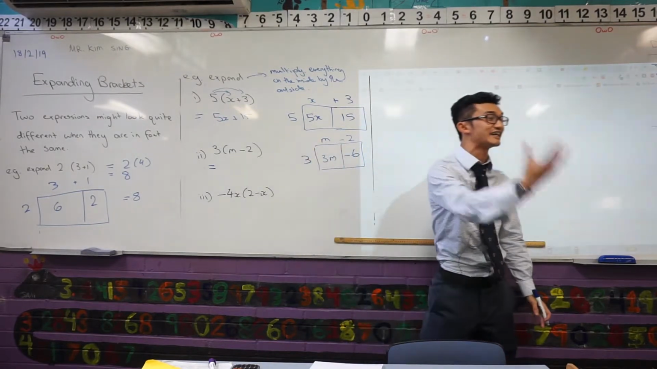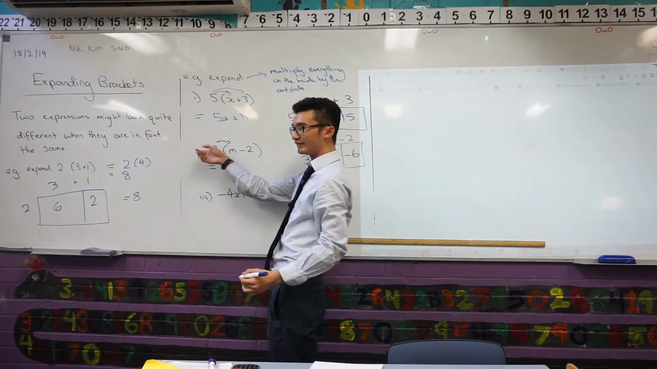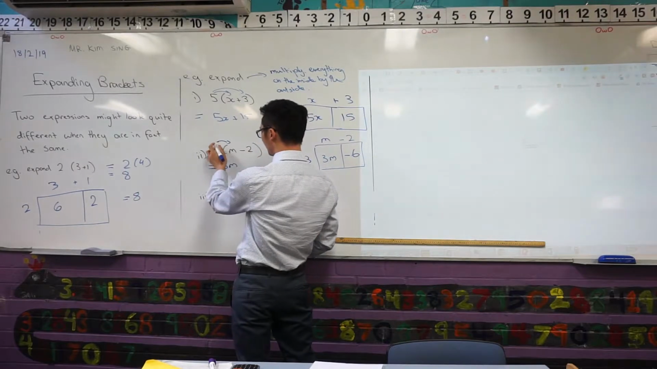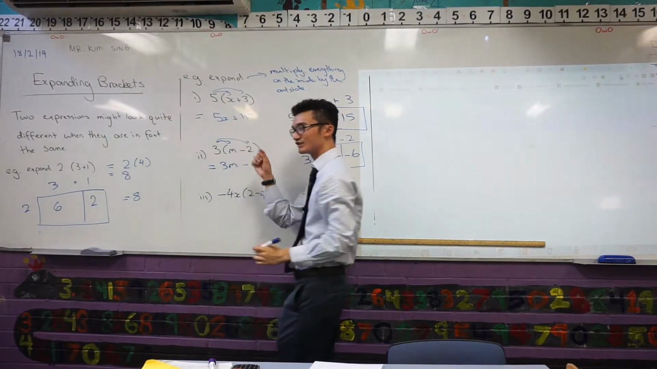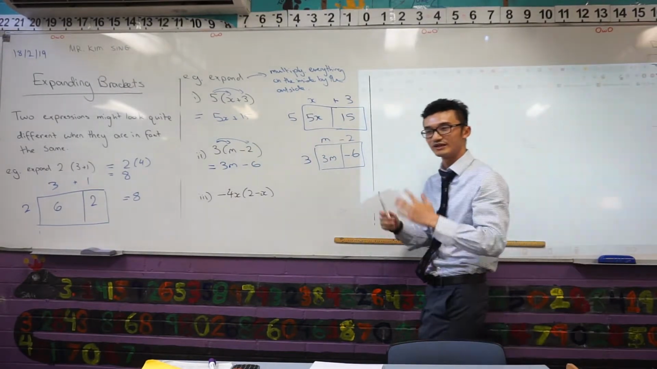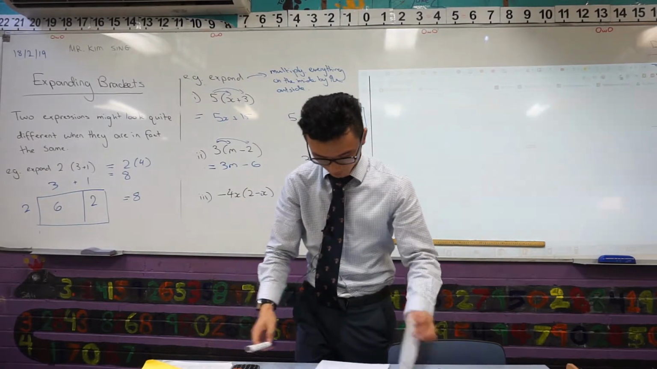But this is just a representation of what's actually happening. I can still expand it out by multiplying everything on the inside by the outside. So 3 times m is 3m. 3 times minus 2 is negative 6. Now, I like to draw these arrows just to remind myself what I'm actually multiplying. Okay, if you're okay to do it without them, that's fine. Why don't you guys have a go at this one for me? I'll put a couple more up on the board.